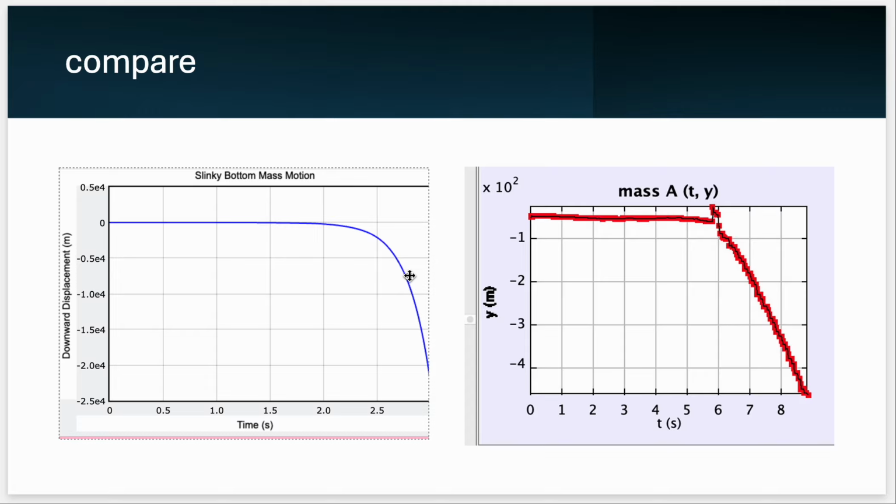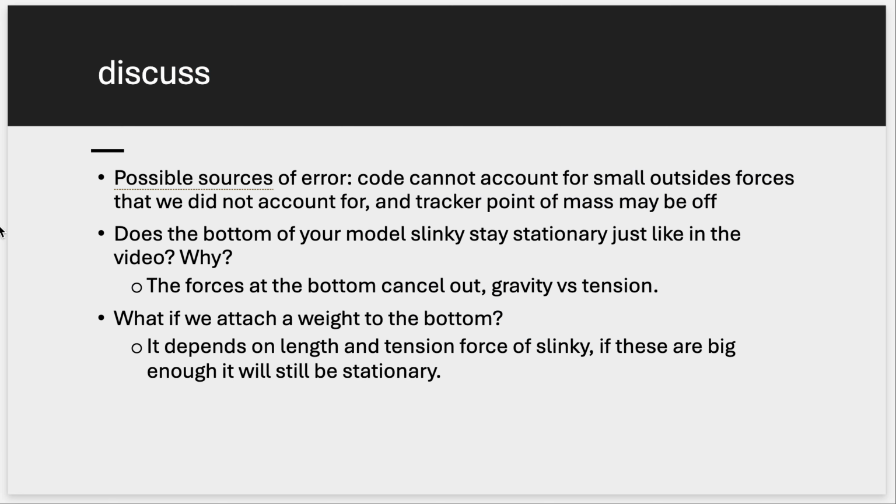Overall, they do have similar structures. They were pretty similar, but of course, Tracker has things going on in real life that the GlowScript can't account for. So my possible sources of error were that the code can't account for the small outside forces that we didn't physically put in, and the point of mass of the Tracker is probably off a little bit.